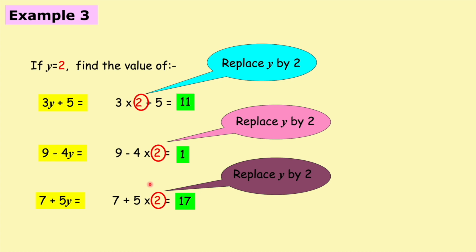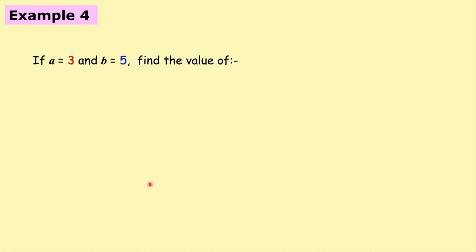Okay, I've got a fourth set of examples, and then I'm going to get you to try some. So on to the fourth set of examples. In this case, we're told that a equals 3 and b equals 5. So we have to find the value of 2a plus 3b.